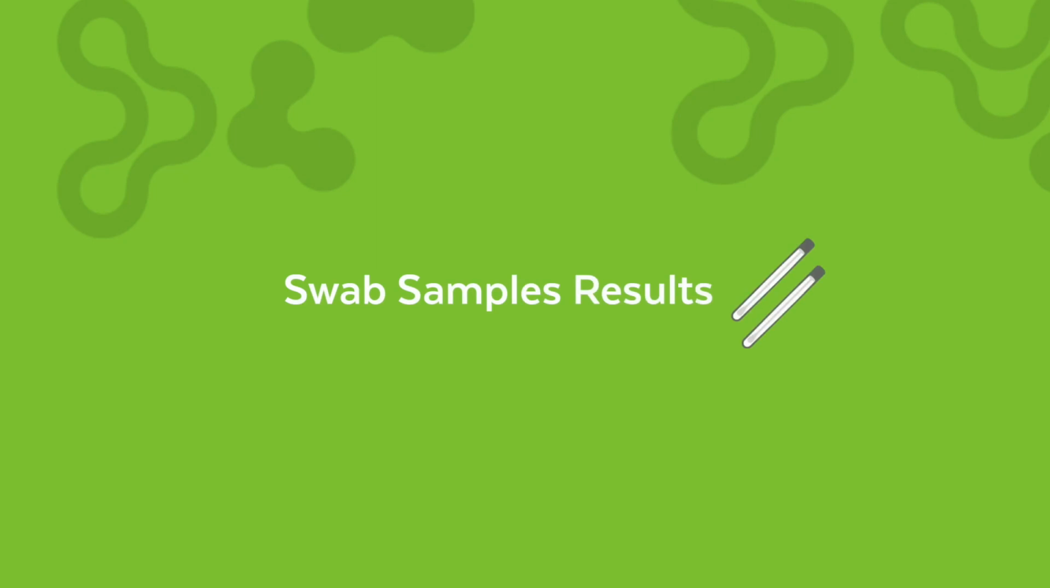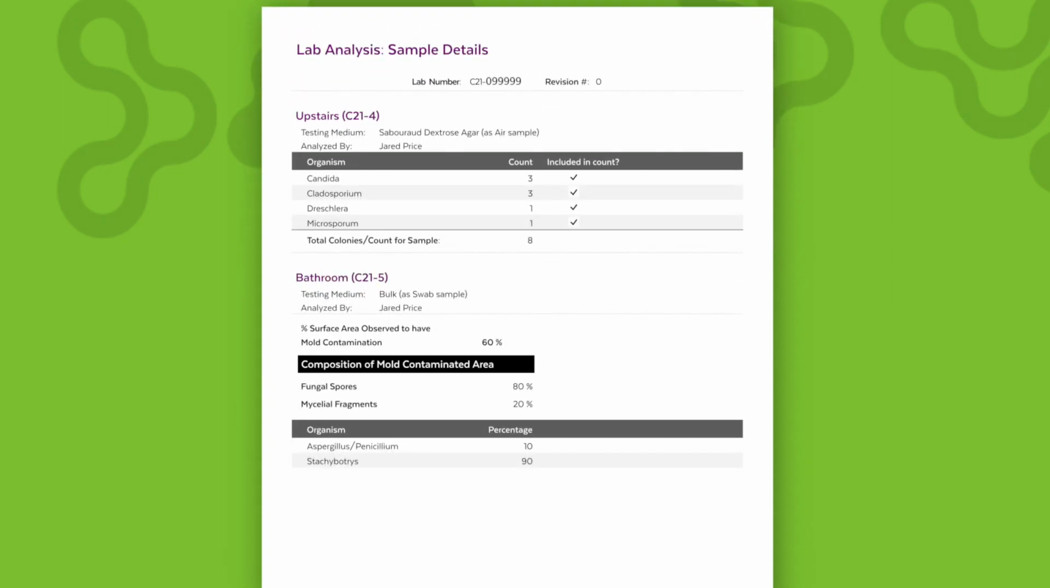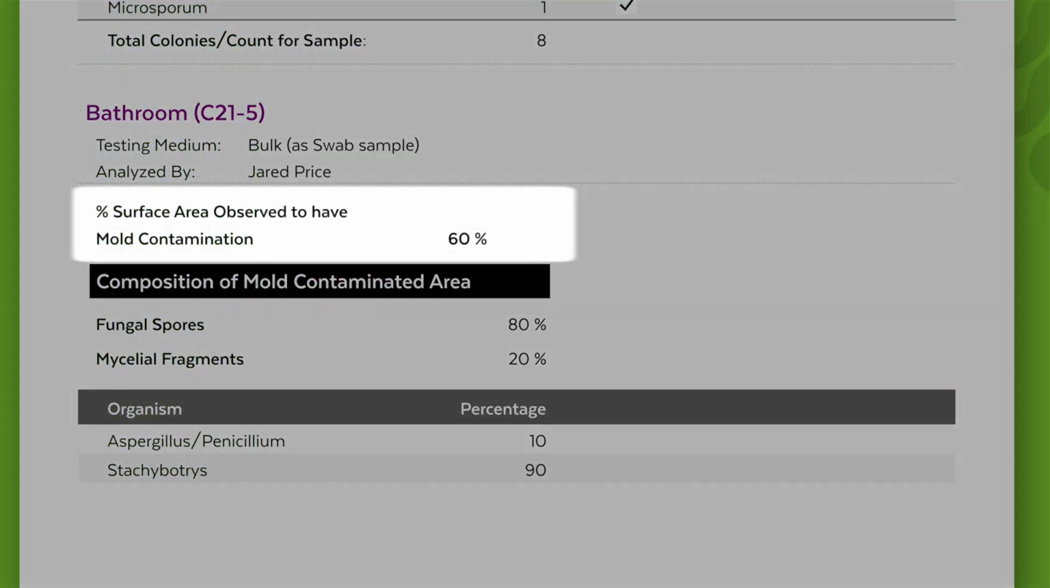Interpreting swab samples or bulk results. Refer to the swab results on the samples details page. The percentage surface of area observed to have mold contamination is an estimation of the amount of the swab surface that is covered by mold. 10% or greater typically indicates mold contamination of the sampled area.